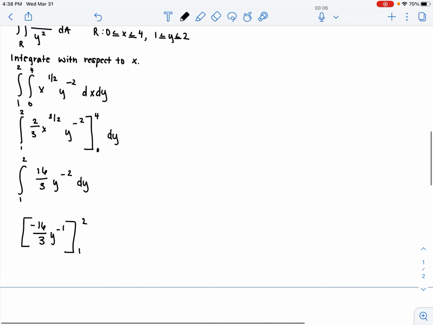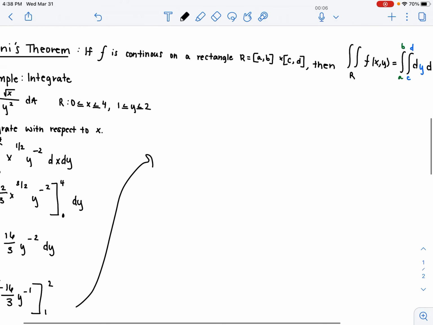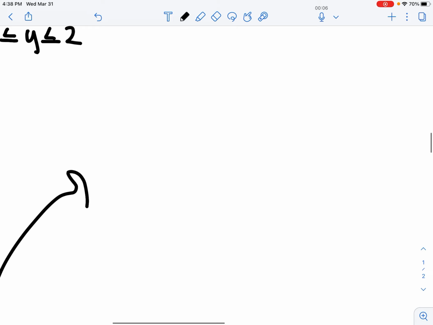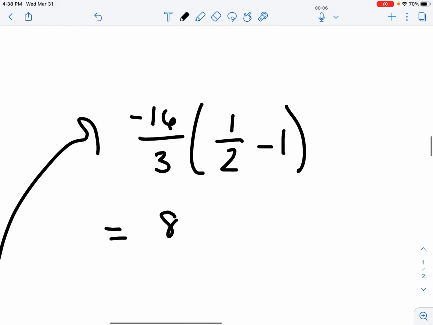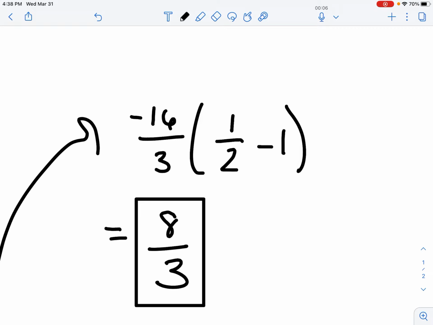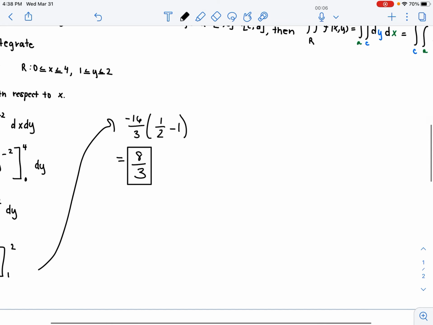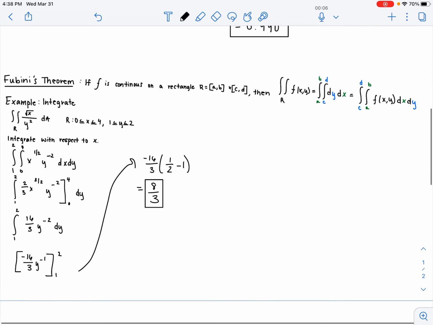And I'm just going to move back up to here. And we'll have negative 16 over 3 times (1/2 minus 1). And that equals 8 over 3. So that would be our final answer using Fubini's theorem. And again, if you did this with respect to y instead of with respect to x, you would still get 8 over 3. You typically choose whether you want to do it with respect to x or respect to y depending on which way would be easier for you to solve.